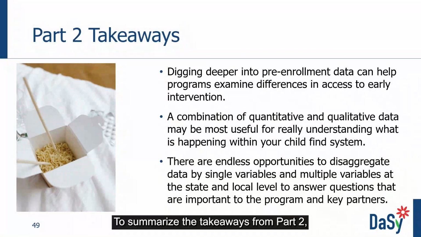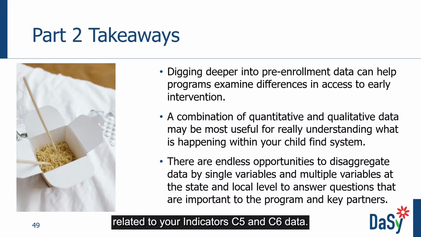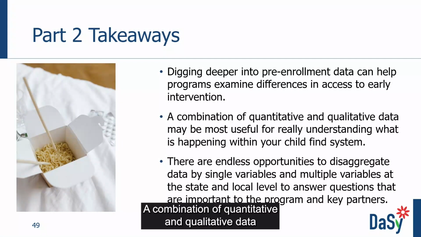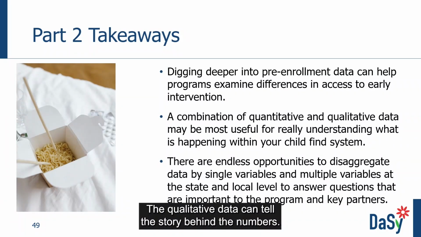To summarize the takeaways from Part 2, digging deeper into pre-enrollment data can help your program examine differences in access to early intervention. It can also help you hone in on root causes related to your indicators C5 and C6 data. A combination of quantitative and qualitative data may be most helpful for understanding what's happening. The qualitative data can tell the story behind the numbers.